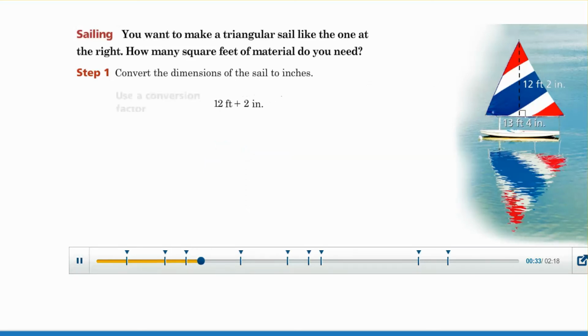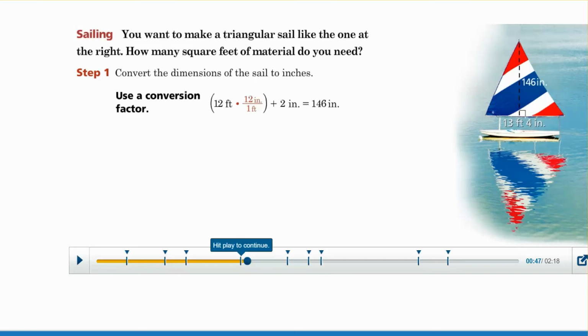First, convert the height. Use a conversion factor. So 12 feet, 2 inches is 146 inches. Now convert the base. So 13 feet, 4 inches is 160 inches.